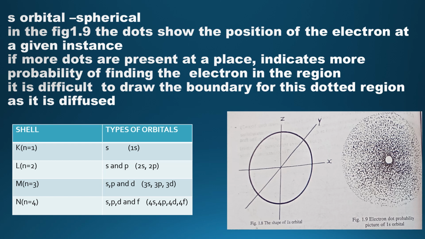What is meant by nodal region? Nodal regions correspond to zero probability in locating the electron in that region. That means the probability of finding the electron in that region is 0. The shapes of these orbitals will be discussed in the higher classes.